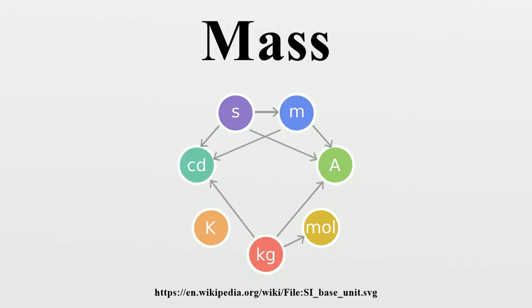As of January 2013, there are several proposals for redefining the kilogram yet again, including a proposal for defining it in terms of the Planck constant. Other units are accepted for use in SI. The ton is equal to 1,000 kg.